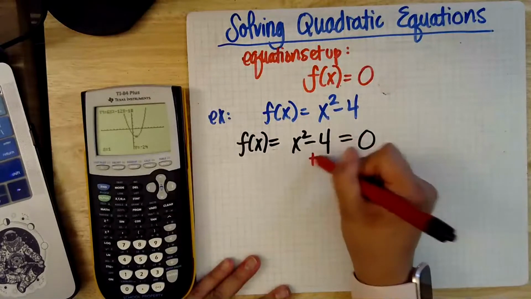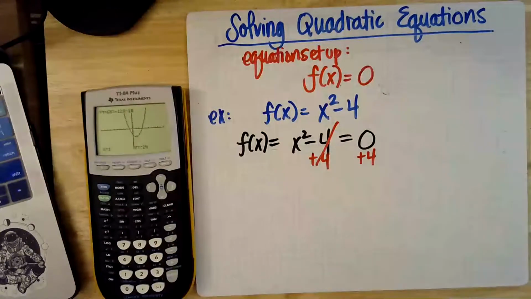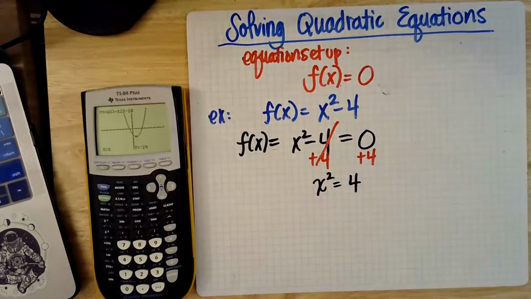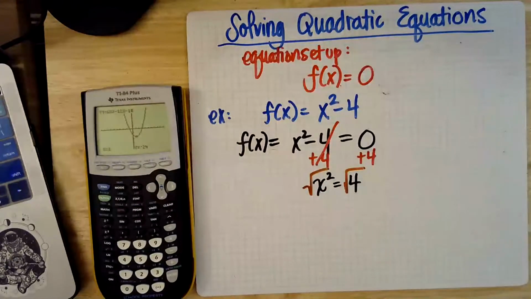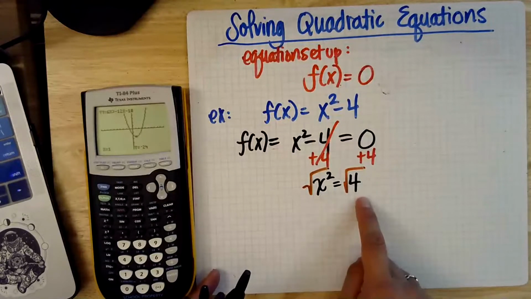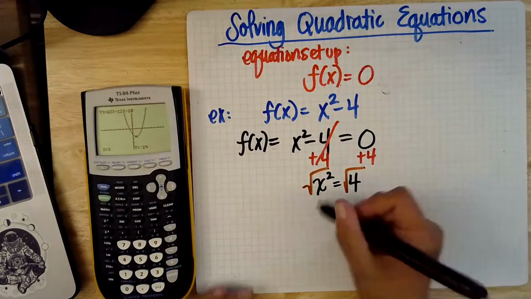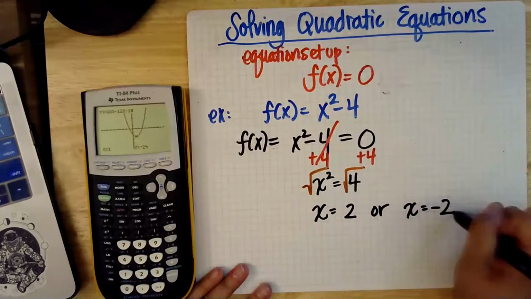So by solving, I can use this way. I now have x squared is equal to 4. Okay, how do I undo a square? By taking its square root. By taking the square root of this value, I now have two possible solutions. My two possible solutions are x is equal to 2 or x is equal to negative 2.